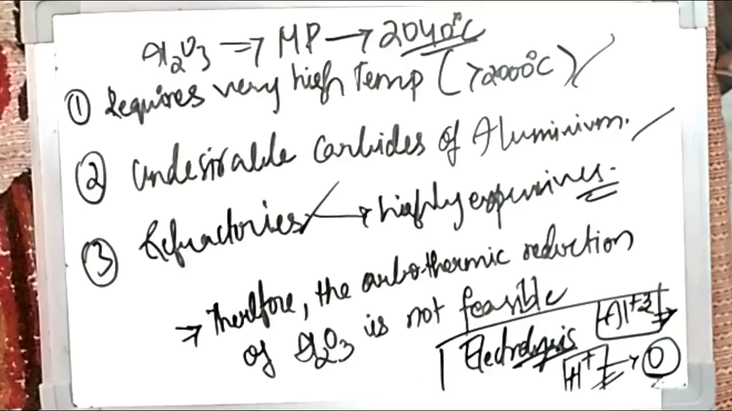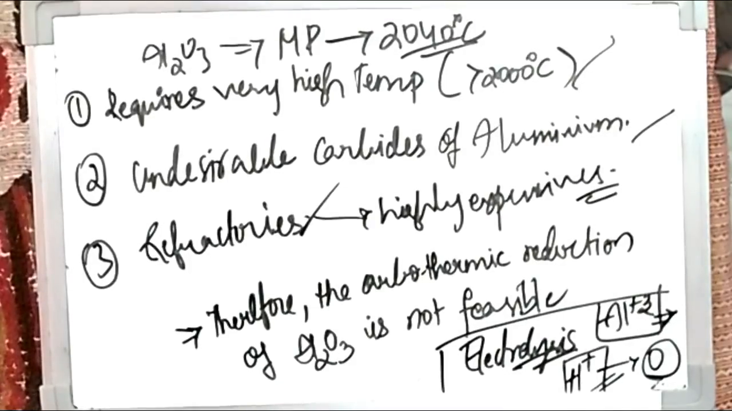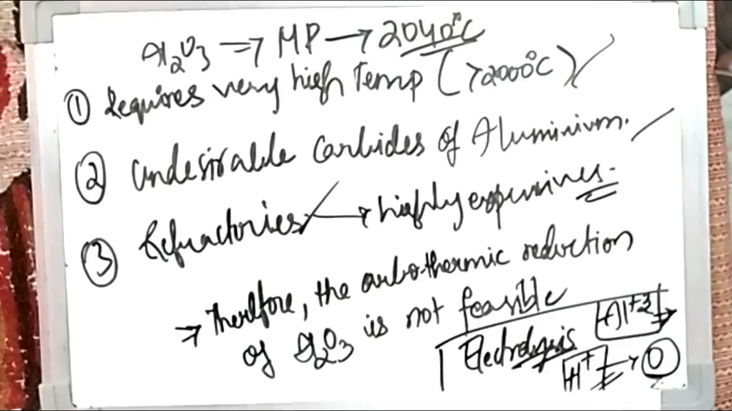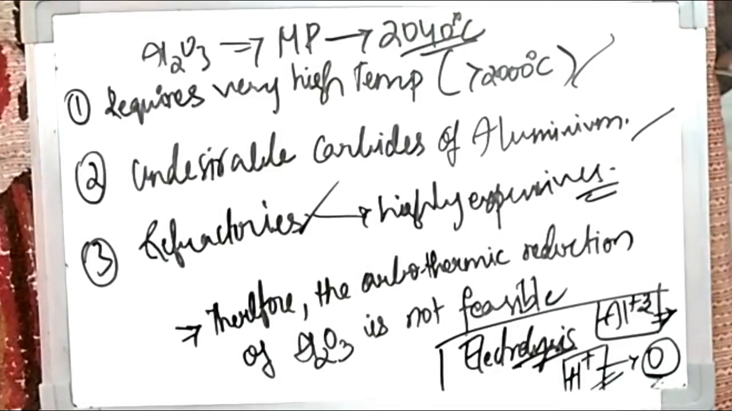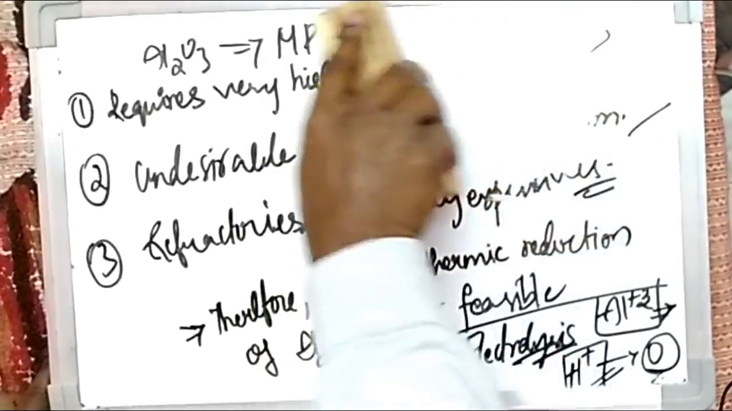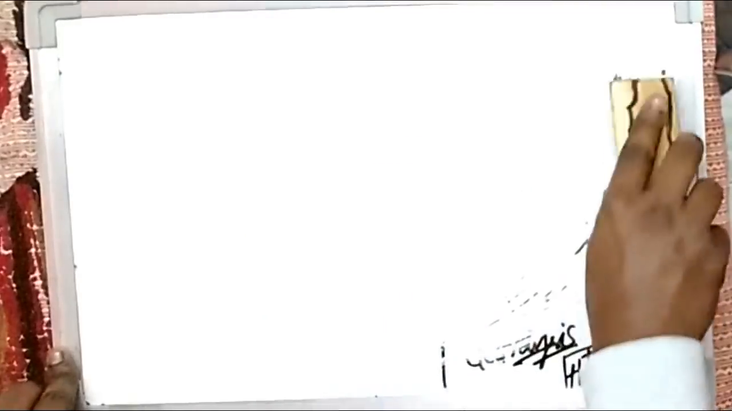That is why electrolysis is not at all feasible to do directly from the ore of aluminum, that is bauxite. So that is why there is a universally adopted process for the extraction of aluminum, and now I'll be explaining what the process is.